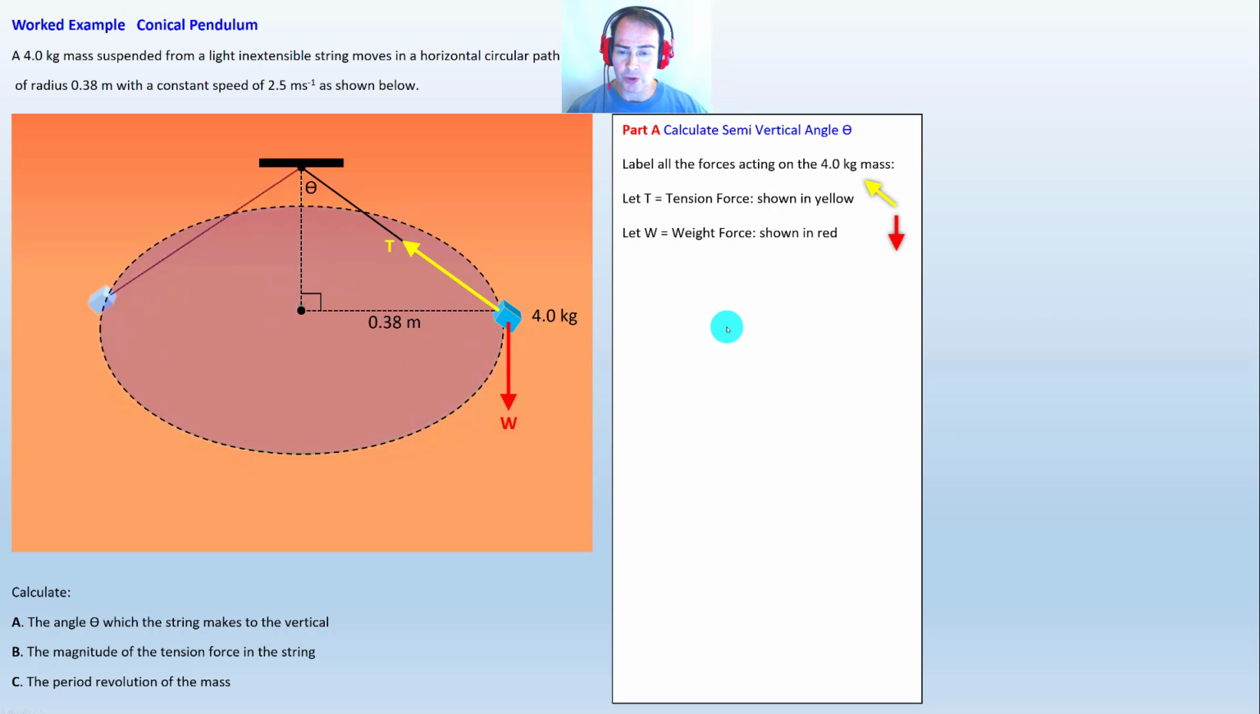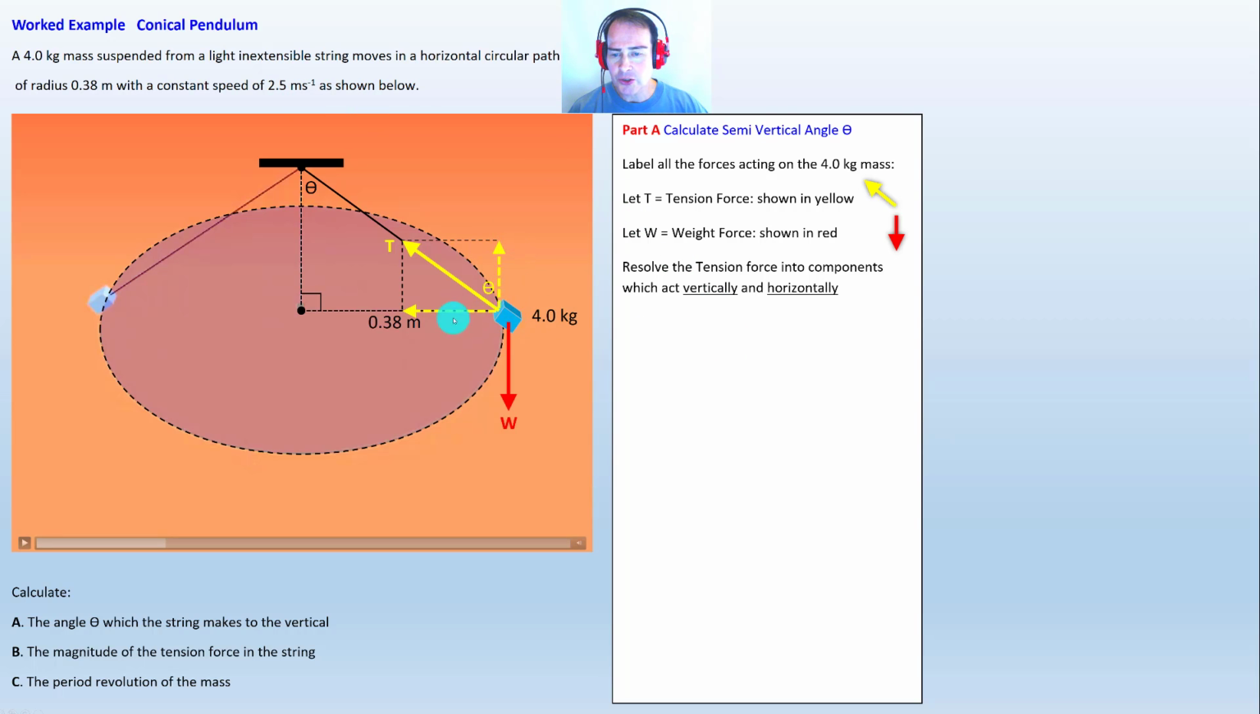Now in order to work with these forces, we're going to need to resolve them into directions which are both either parallel or perpendicular to the motion. In this case, the weight force is already perpendicular to the motion, and the tension force is not. So we will break the tension force into two components. That is, a component which acts either vertically, which will be perpendicular to the motion, just like the weight force, and horizontally, which is also perpendicular to the motion. There's no component of force acting parallel to the motion at any time, since if there were, that would cause the speed to change, and we know it's a constant speed.